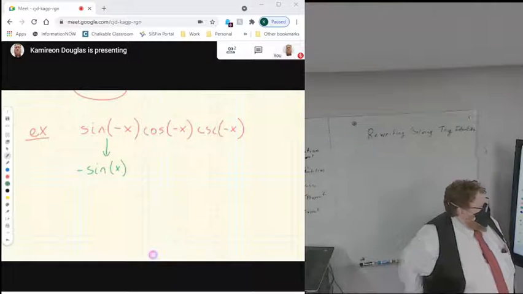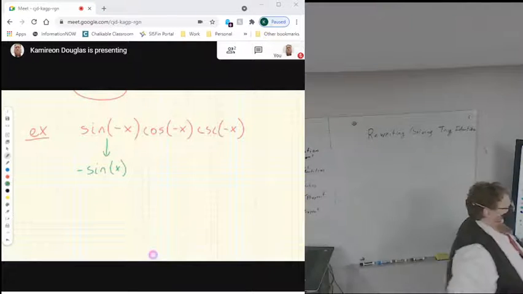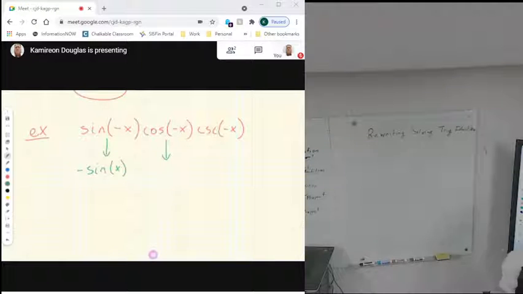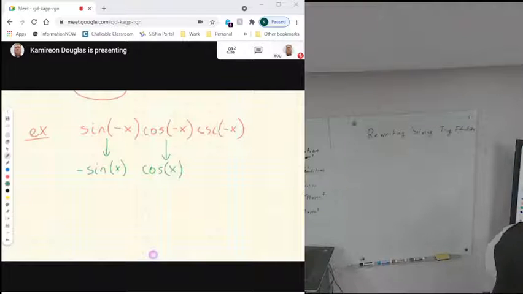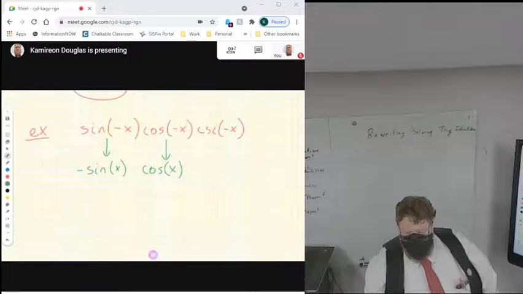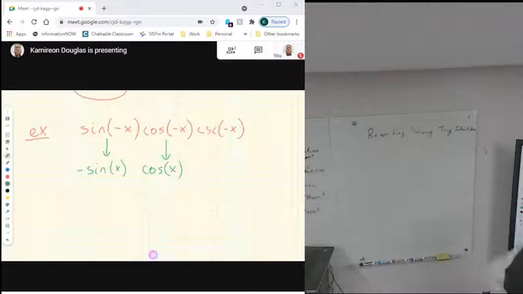What happens to cosine of negative x? It disappears. It is an even function, so it disappears. Sine is odd, so the negative moves out. Cosine is even, so the negative goes away. What about cosecant? Goes to the outside. This piece becomes negative cosecant of x.